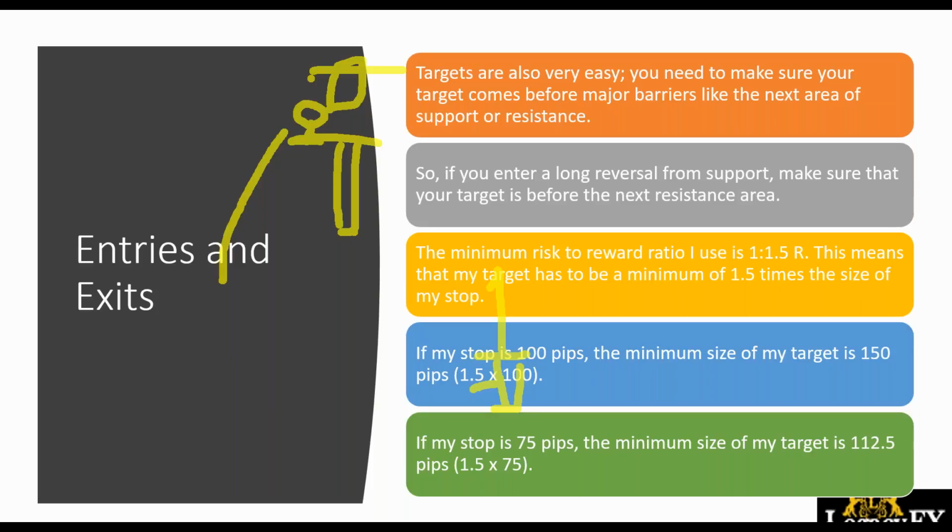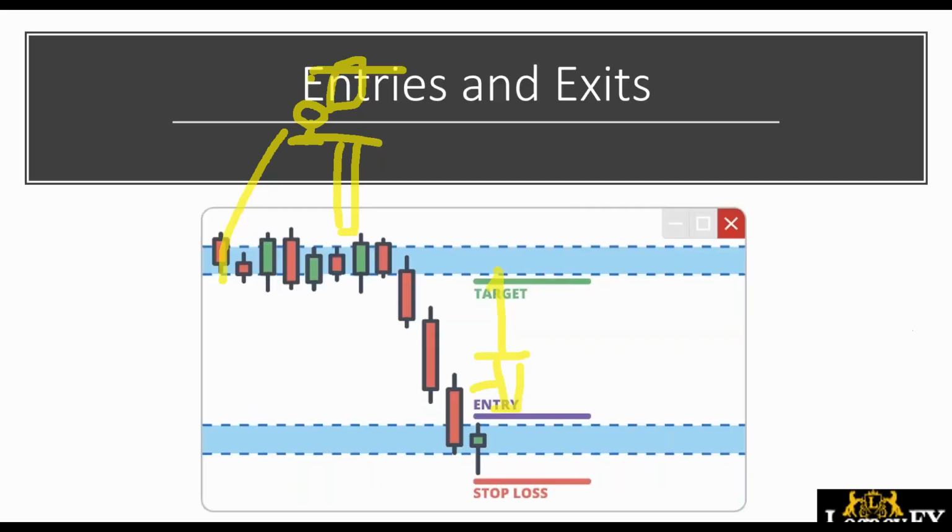And where do you set your targets? Remember, we have to be able to set our targets in order to get our risk reward ratios. Targets are also very easy. You need to make sure your target comes before the next major barrier of support or resistance, depending on which way you're going. So if you enter a long reversal from support, make sure your target is before the next resistance level. You should be using a 1-to-3 ratio if you're trading in Forex and CFDs.